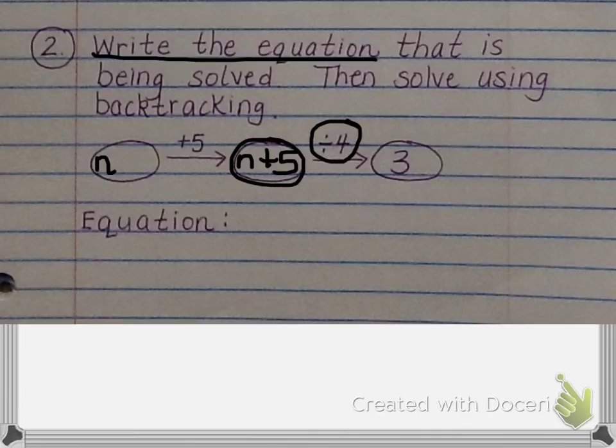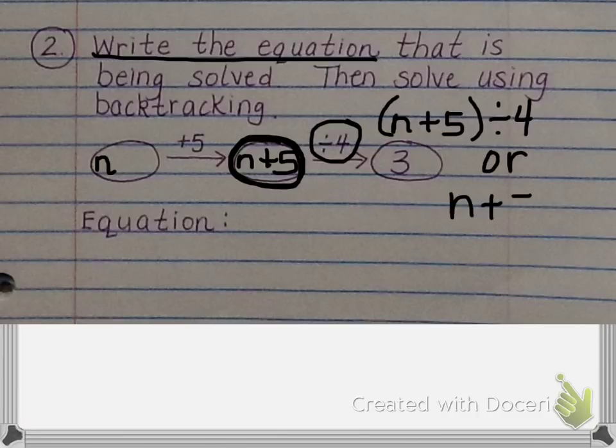Be careful here. Remember, when you're dividing or multiplying, everything in that oval needs to be multiplied or divided by. So in this case, we're taking n plus 5, and we're dividing all of it by 4. There are 2 ways to do this. I can put n plus 5 in parentheses and write divided by 4, or I can do n plus 5 divided by 4 with my fraction bar.